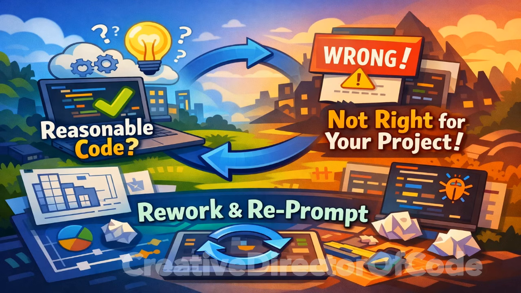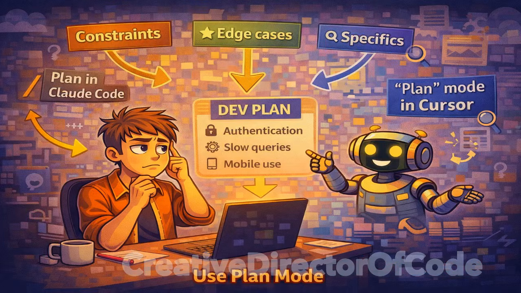But reasonable isn't the same as right for your project. It doesn't match your actual requirements, your architecture, or your edge cases. So you rework it, reprompt, and the cycle starts all over again. The fix is simple but requires a mindset shift. Before you prompt, think about the constraints, the edge cases, and the specifics that matter. The more precise your input, the more useful the output.